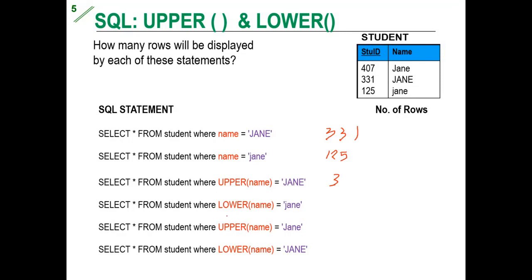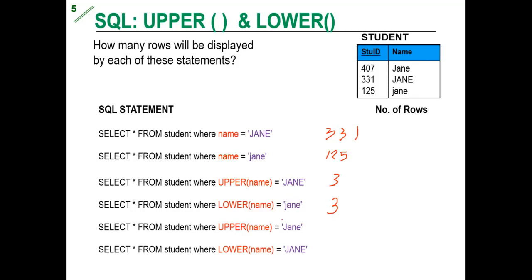Right, how about the next example? This time I'm comparing the name column, but in this case the lowercase. So I've converted to lowercase and compared with the lowercase string. How many rows again? Vanessa, Molly, good. Yeah, 3 again. So completely opposite to the first one.